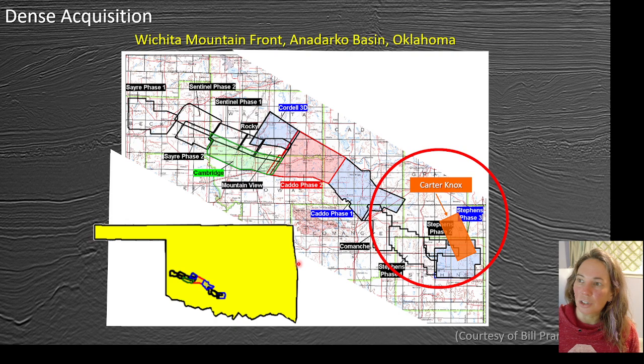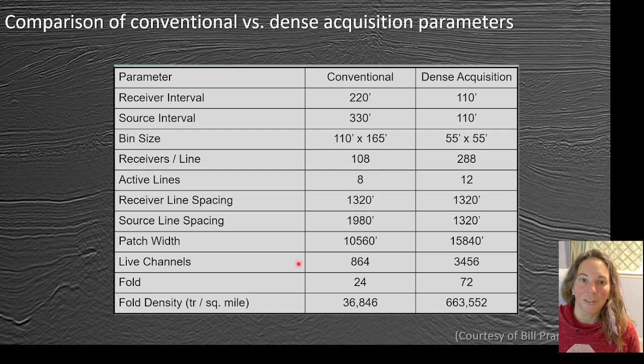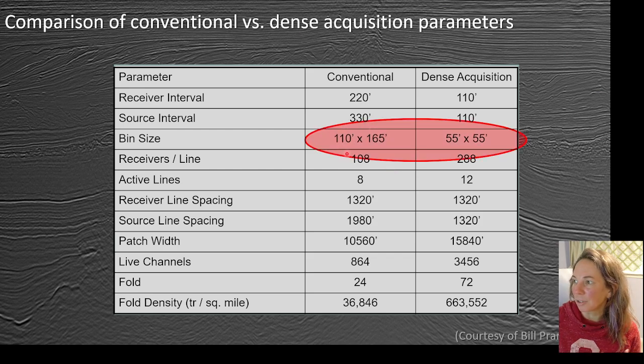Dense acquisition versus more widely spaced acquisition is also something that you want to pay attention to in terms of your seismic data. So this is an example in Oklahoma where we have a conventional seismic acquisition and a dense seismic acquisition. So you can see the difference in terms of spacing of the receivers and the source, which results in the bin size that we use during seismic processing.